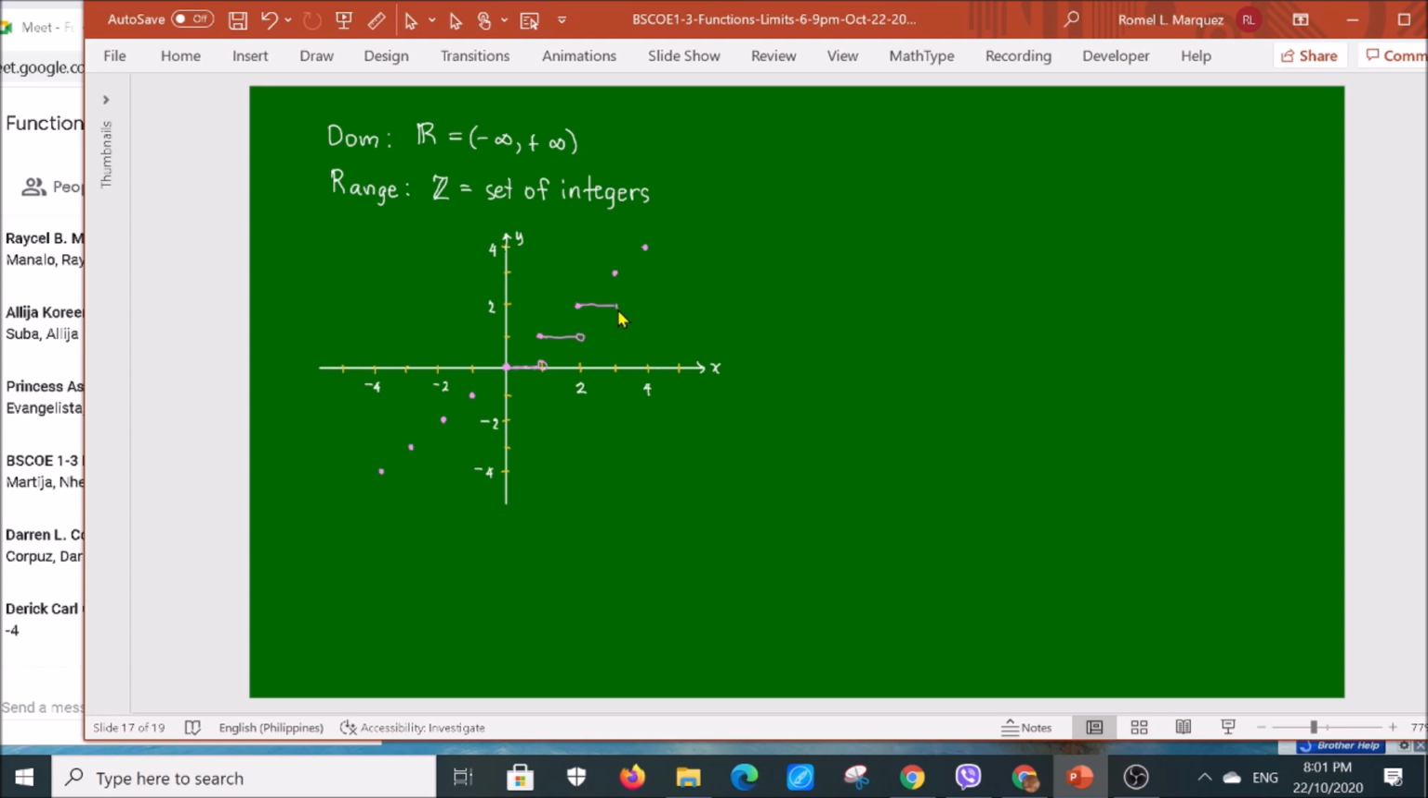Ay pagdating ng 3. Bakit? Kasi when x is 3, negative 3. Pagdating ng 3, dito yan. Pero pagdating ng 4, open uli. And so on. Did you get that? Okay? Yan. Open. So, you know that the trend is open here.